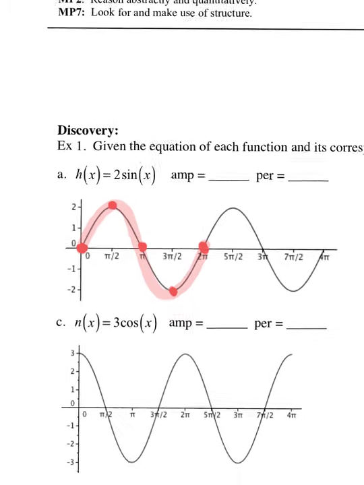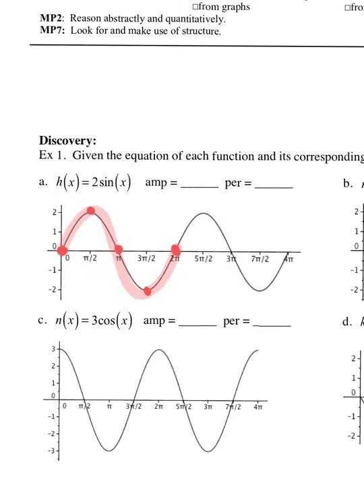Looking just at this red curve, I know that the period is 2 pi because this one cycle went from 0 to 2 pi. To figure out the amplitude, I want to know the distance from mid to max, which is 2. Now you can also do mid to min. It'll be the same thing.